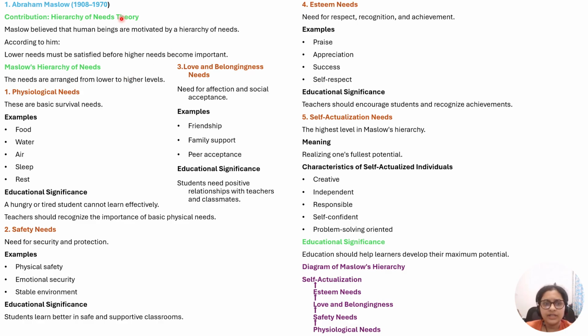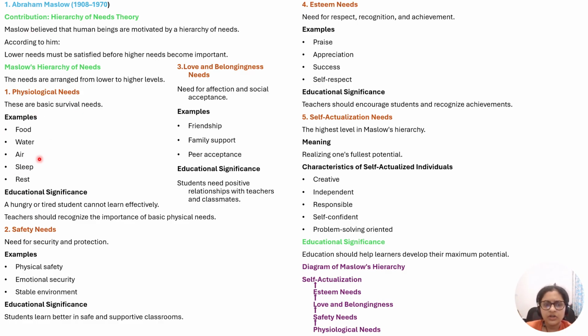Hierarchy of needs. Okay, what is a hierarchy of needs? First, physiological needs. You have to remember these in the same order. Okay. He told that the lower needs must be satisfied before the higher needs. Okay. First, the lower needs should be satisfied. The higher needs are last.